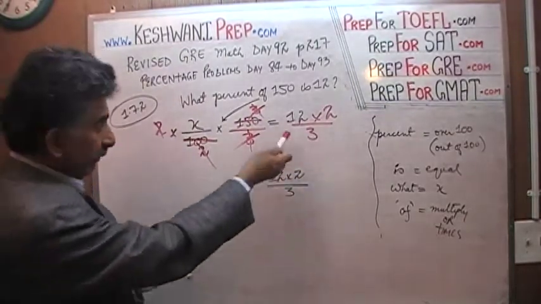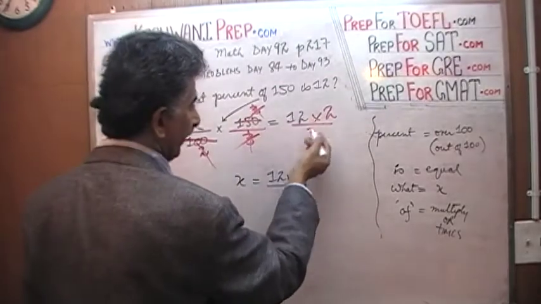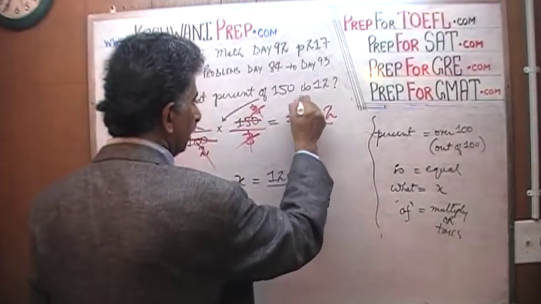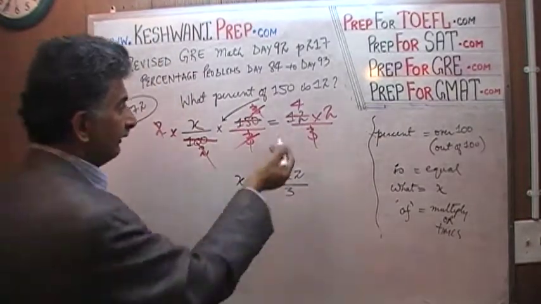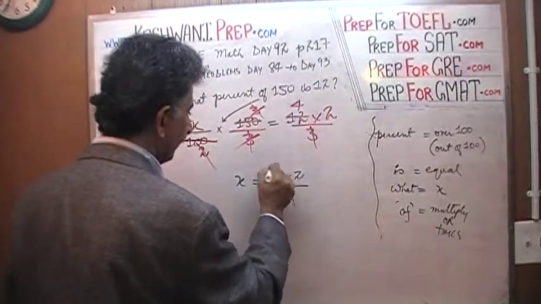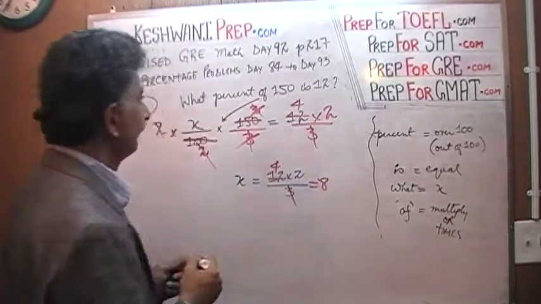I didn't have to rewrite it. We could have continued our work there. Divide top and bottom by 3. And that's it. X equals 4 times 2, which is 8. That's all.